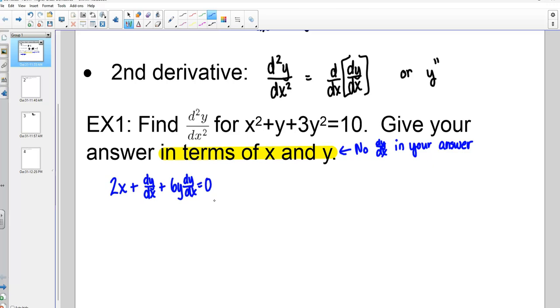Once we take the derivative, we want to move all of the dy/dx stuff to one side, everything without a dy/dx to the other. I'm going to go ahead and factor. It might be helpful to remember there is a 1 there. So when you factor out dy/dx, you'll have 1 plus 6y, and then you'll move the 2x over to the other side, and it will become negative. And then you'll just divide by that 1 plus 6y.